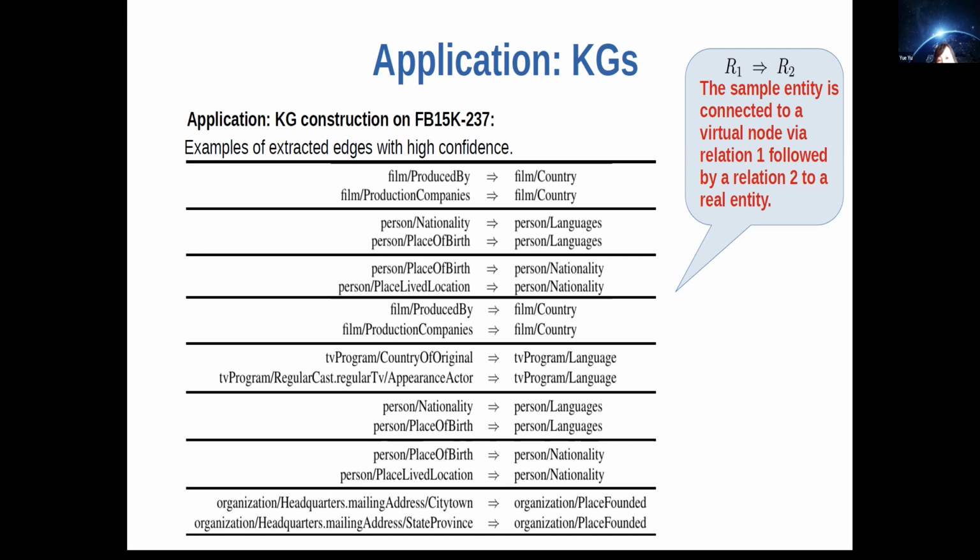Now here are some of the high confidence relations we learned from the knowledge graph. For example, if we know who the film is produced by, or which company produced it, then we can use that to infer the country of the film. Or if we know somebody's place of birth, that's highly associated with the language this person is speaking.